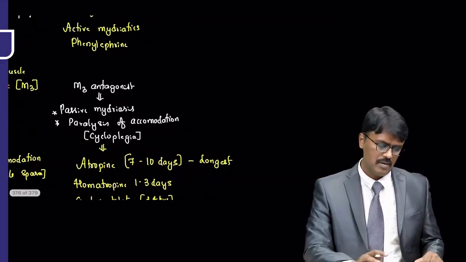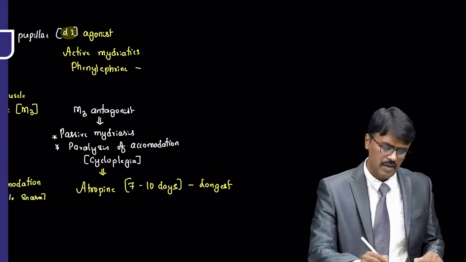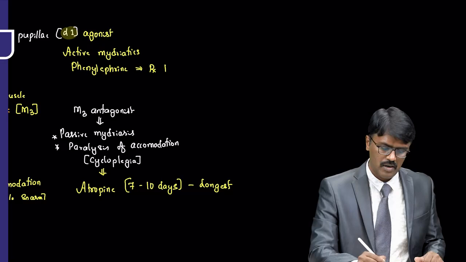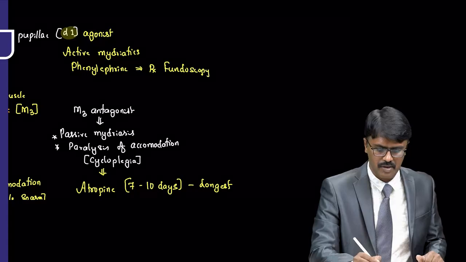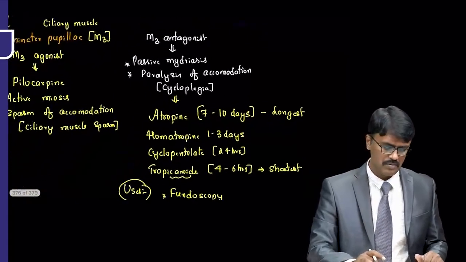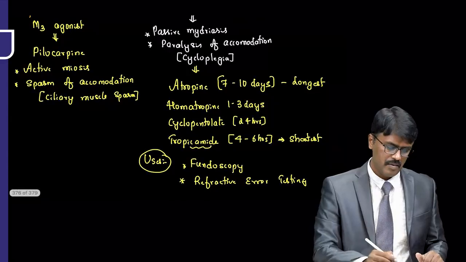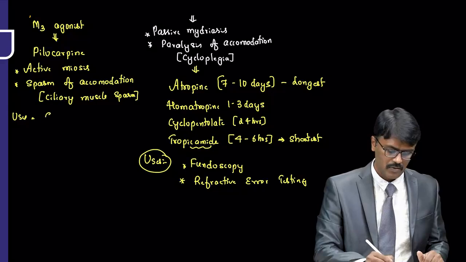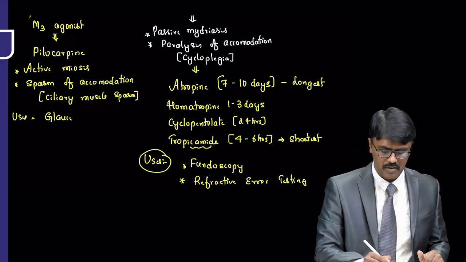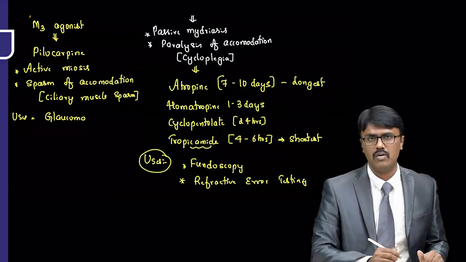Now, what about phenylephrine? Why do you use phenylephrine? Phenylephrine is used for fundoscopy. So, for fundoscopy, we use phenylephrine. Now, what is the use of pilocarpine? Pilocarpine as eye drop is used as a drug for glaucoma. The eye drop is used for glaucoma.